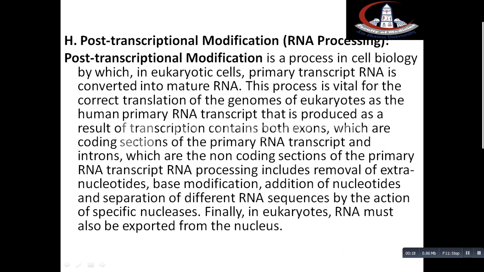This process is vital for the correct translation of the genomes of eukaryotes, as the human primary RNA transcript that is produced as a result of transcription contains both exons, which are the coding sections of the primary RNA transcript, and introns, which are non-coding sections of the primary transcripts, and so processing is a must to remove the extra nucleotides, to modify bases, to add nucleotides, and for separation of different RNA sequences by the action of specific nucleases. Finally, the RNA must also be exported from the nucleus to the cytoplasm.